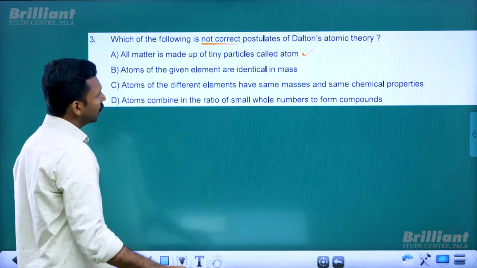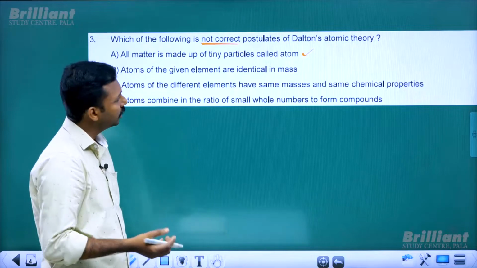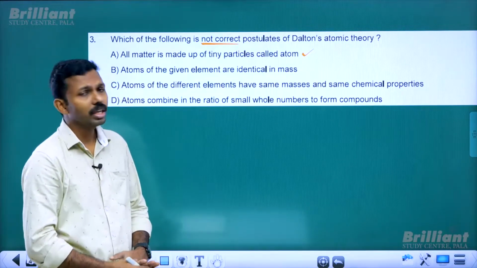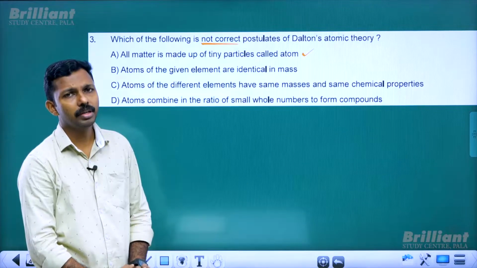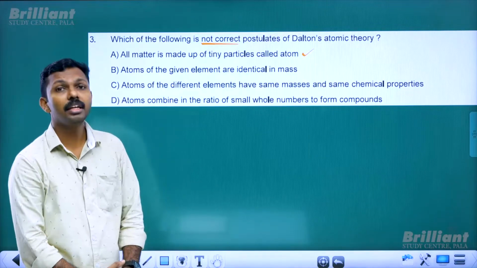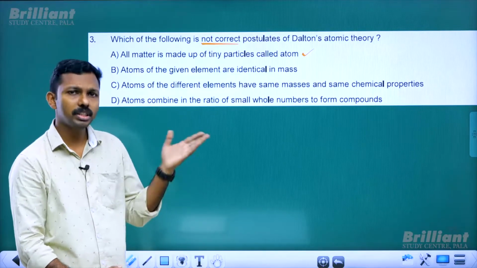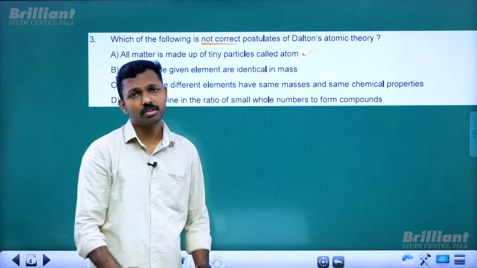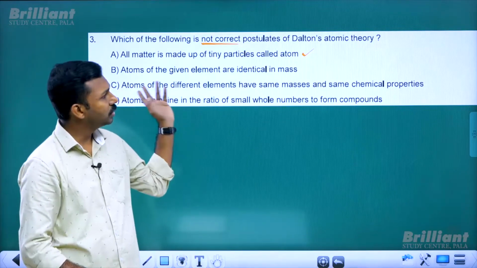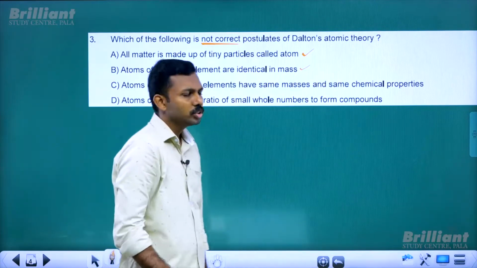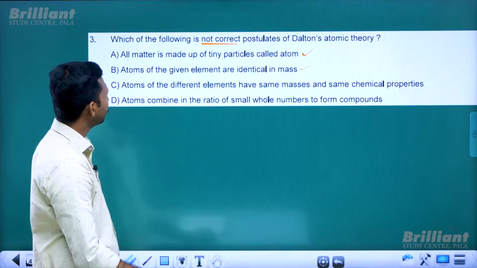Now, atoms of the given element are identical in mass. Yes, Dalton said that for a given element, its mass will be identical. Atoms of the given elements are identical in mass and all aspects, he said. But this was a wrong statement. Later, with the isolation of isotopes, this statement became wrong. But it is said by Dalton's atomic theory, so we can choose it as a right statement.